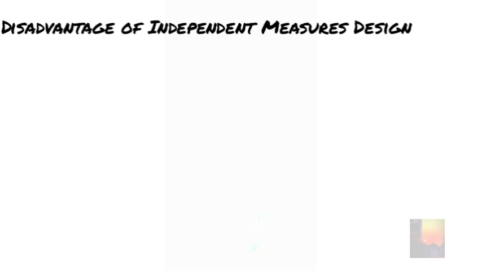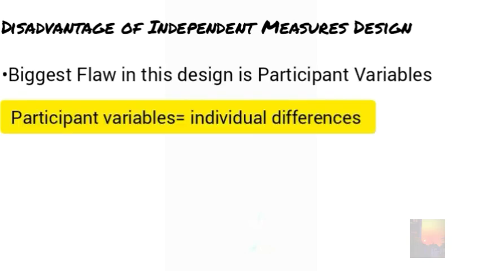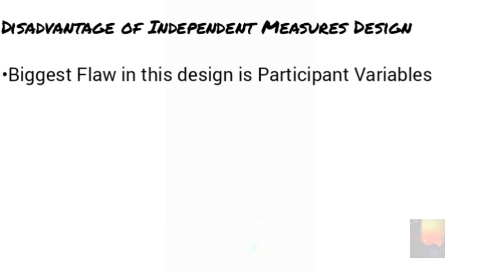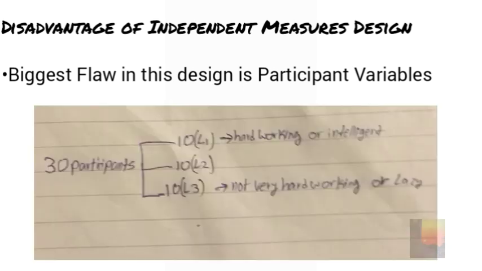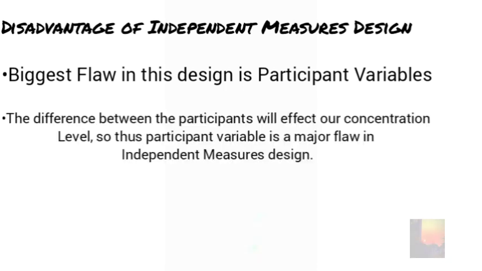As amazing as this experimental design is, it has a major flaw. The biggest flaw is of participant variables. What even are participant variables? So, participant variables are basically differences between the participants. Let us assume that the participants in L1 were very hardworking, and the participants in L3 were very lazy. The difference between the participants will affect our concentration level. So thus the participant variable is a major flaw in this experimental design.